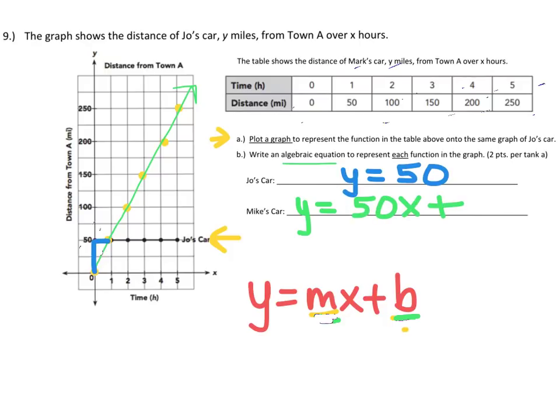Now we have to find the y-intercept. Well, this graph begins at the origin, so the y-intercept is 0. So we don't have to include that in our equation, but it's not wrong if you have it. So you could have y equals 50x plus 0, or you could just have y equals 50x. So what does this tell us about the cars? It tells us that Joe's car stays 50 miles away from town A as time goes by, while Mark's car moves further away from town A as time goes by.